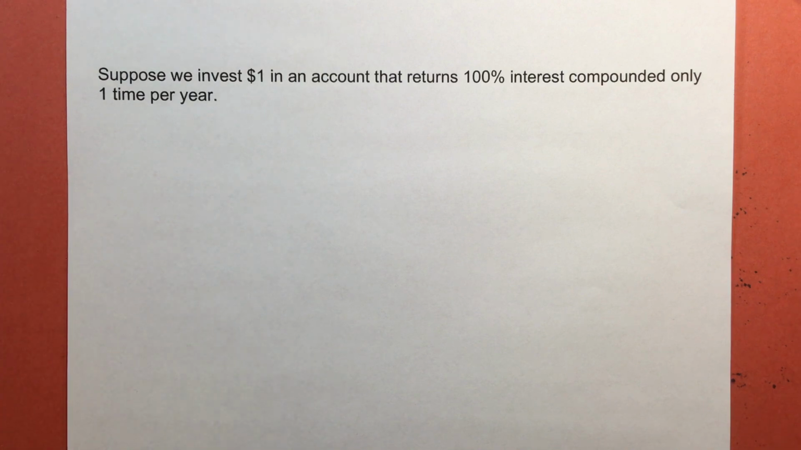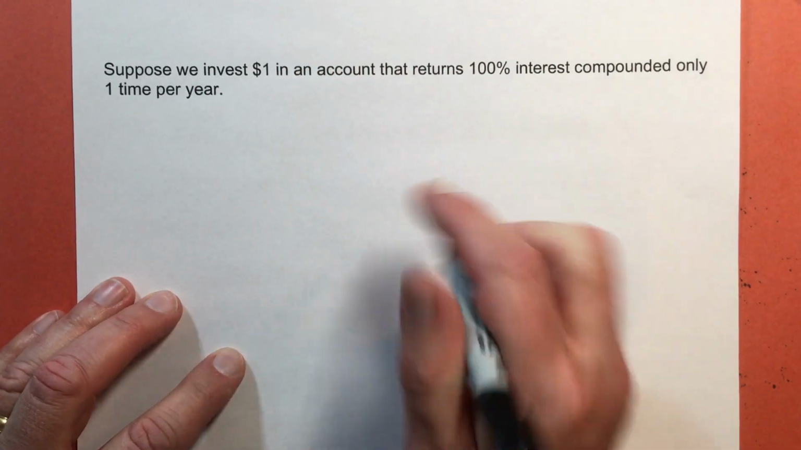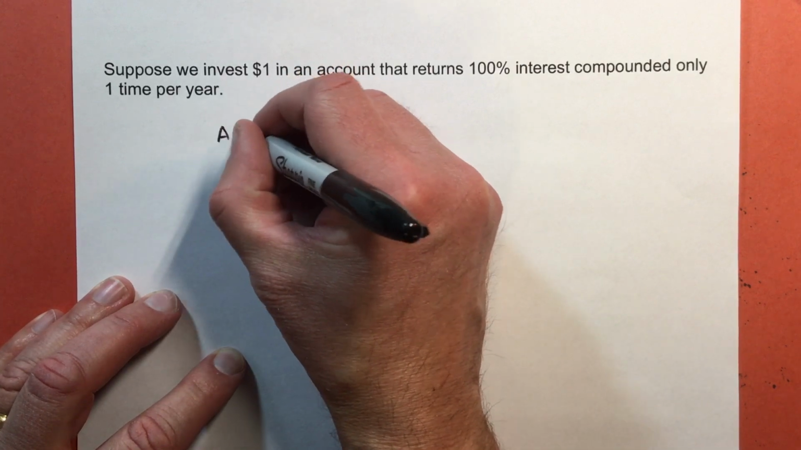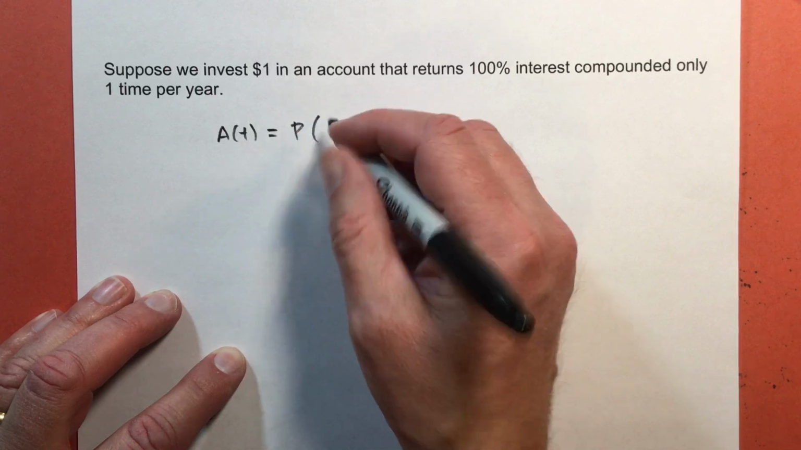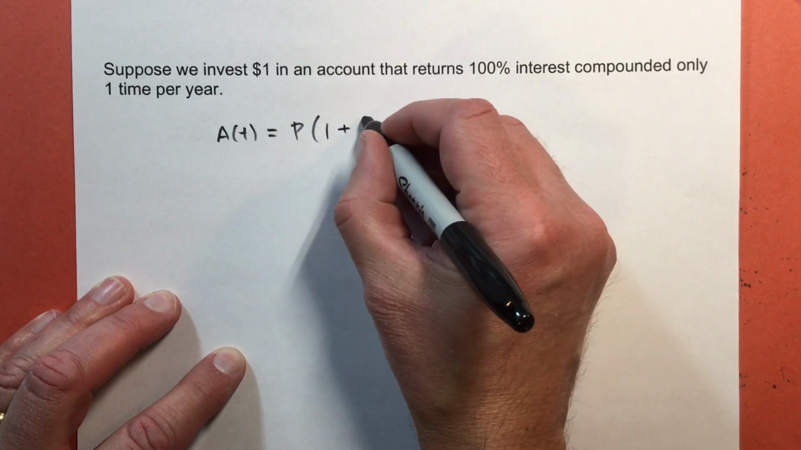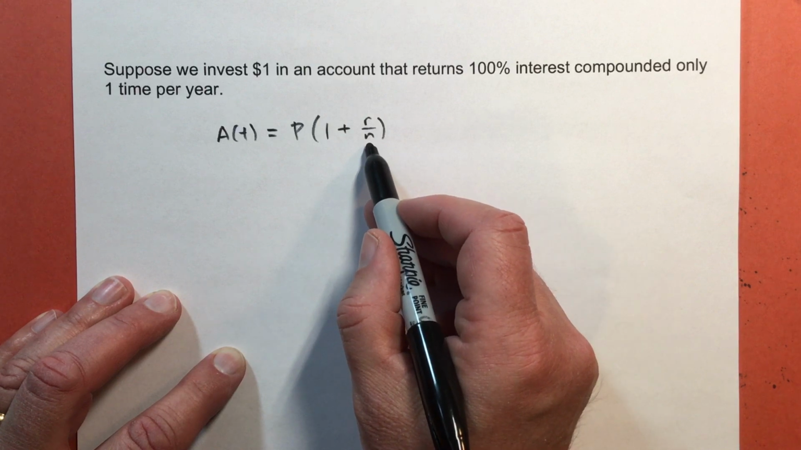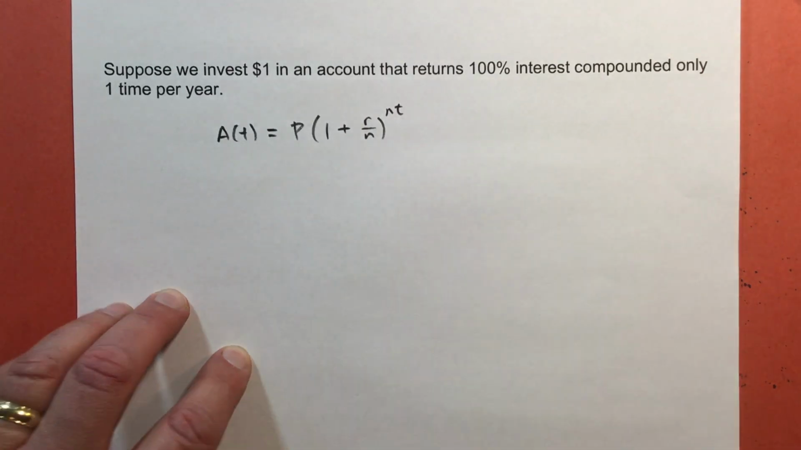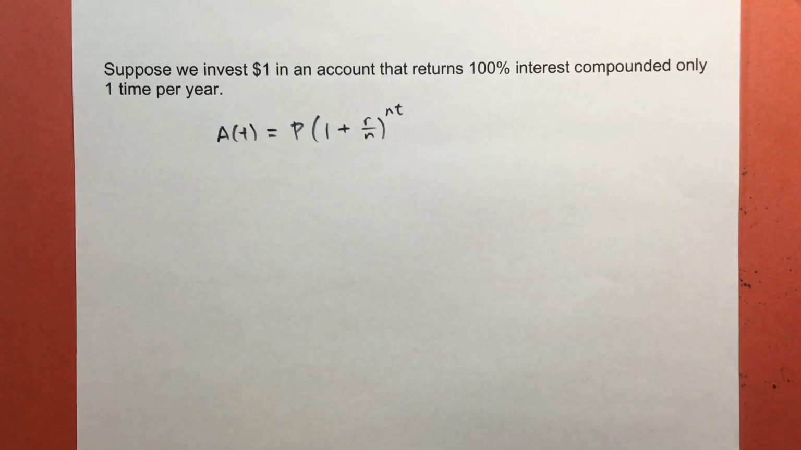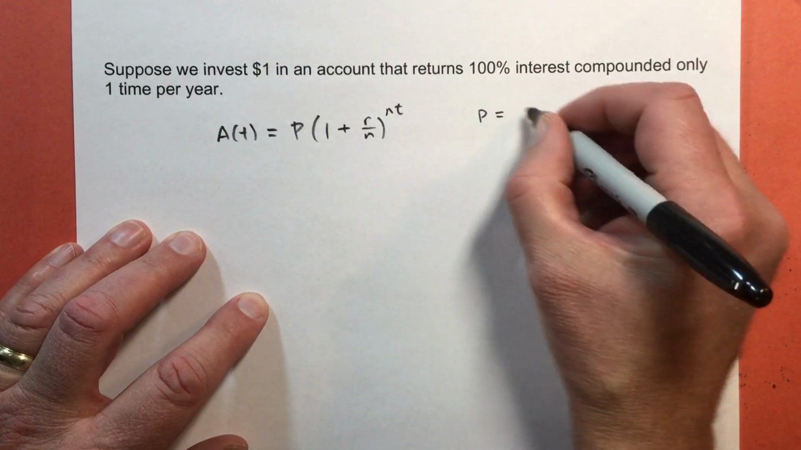So let's still got this going on. So how much, make sure everything's lined up, how much I have at time t is going to be the principal multiplied by 1 plus the interest rate divided by the number of times I calculate my interest, to the n times t power, excuse me. I've got the hiccups. So what do we know so far? So my principal is just going to be $1.